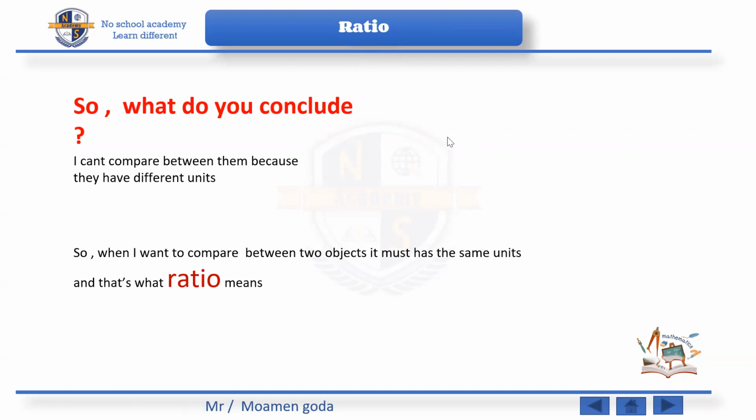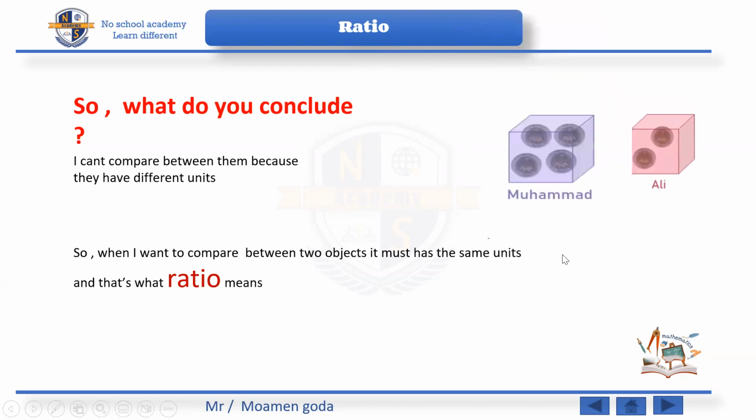Let's remember what we finished at session 1. We were talking about ratio, and we said that ratio means you have to compare. That means you want to compare between two objects with the same units. Two objects with the same units.